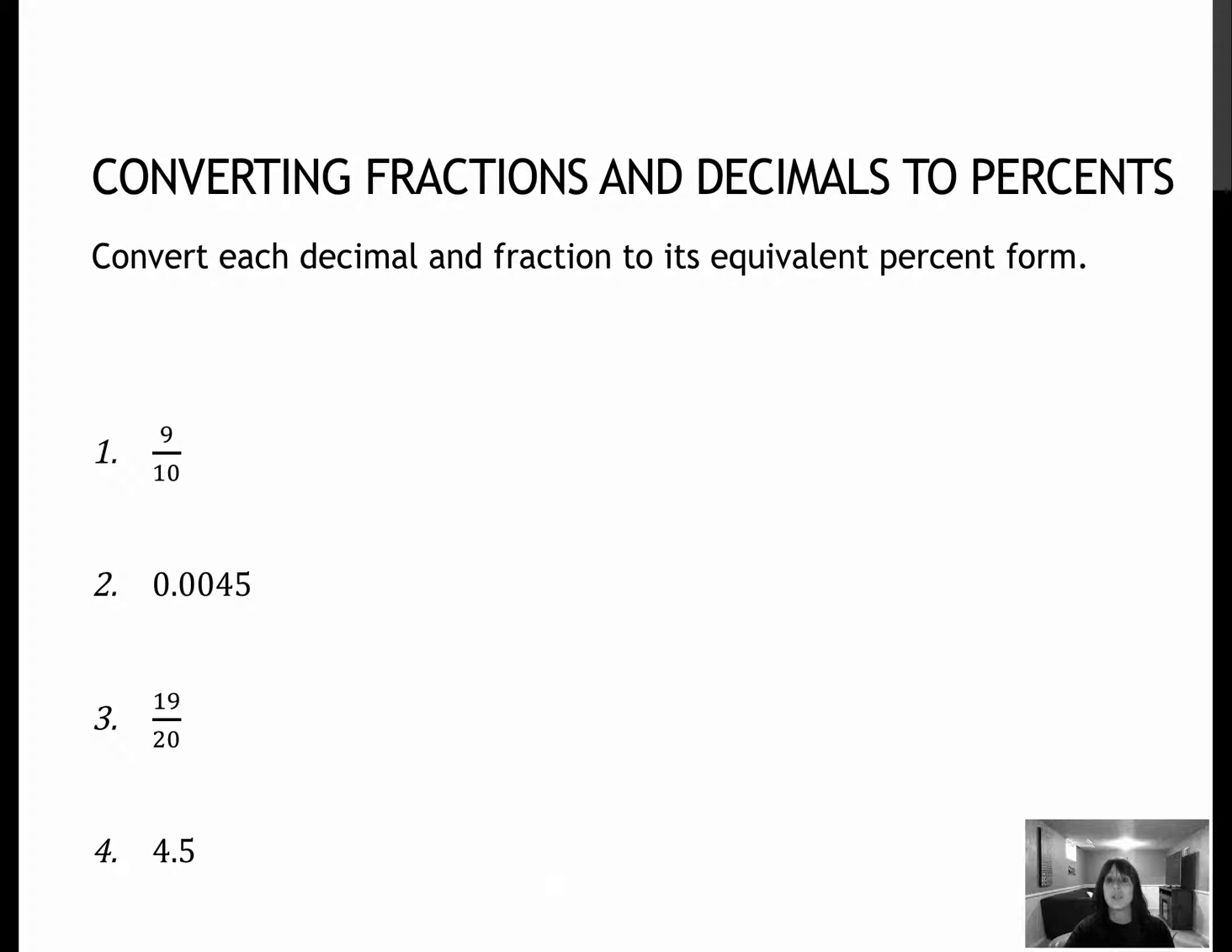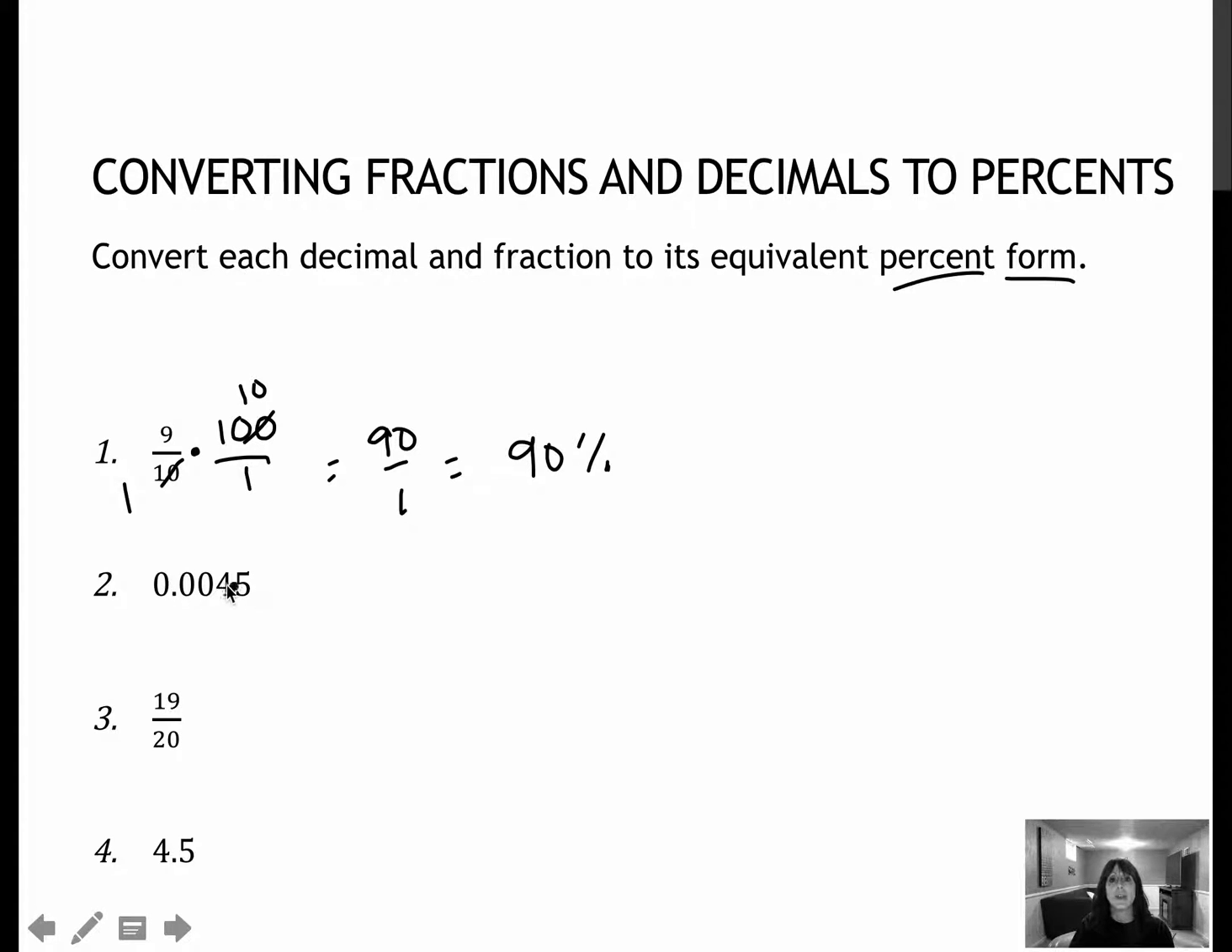Let's try these 4 questions together. We're turning these into the equivalent percent form, so make sure each is labeled with percent. For the first, it is a fraction. With fractions, I find it easiest to multiply by 100 over 1. When I do that, I would reduce the 10 and the 100 to 1 and 10. 10 times 9 is 90. 1 times 1 is 1. 90 over 1 is, of course, 90, and that is a percent. So 90% is the same as 9/10.